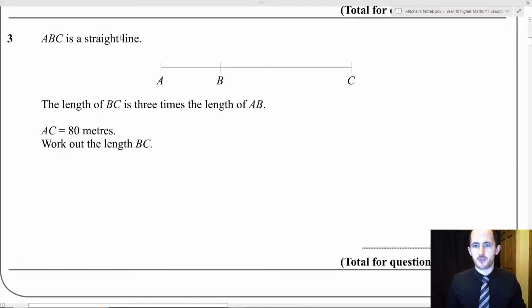So we have ABC as a straight line. The length of BC is 3 times the length of AB. The length AC is 80 meters. Work out the length BC.